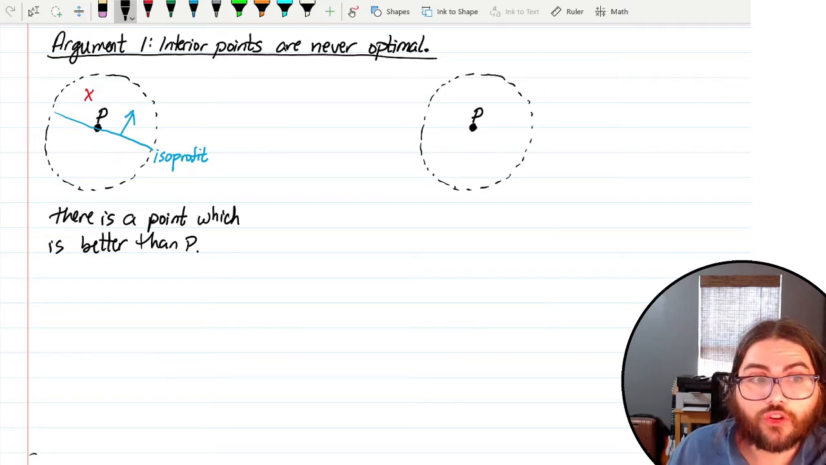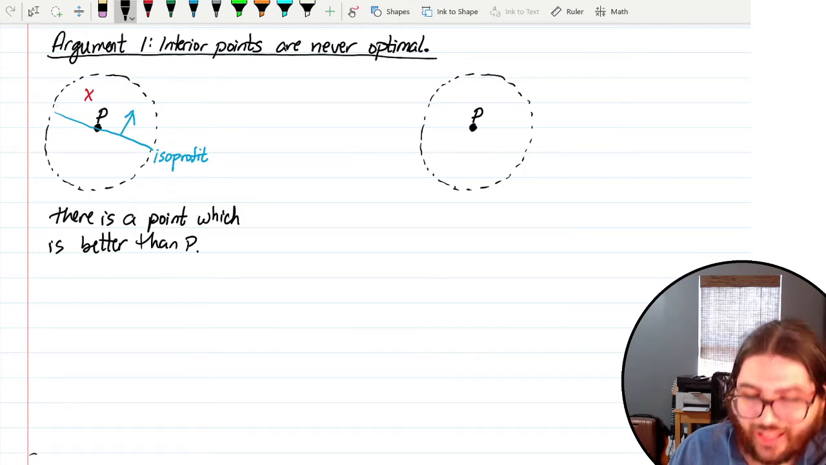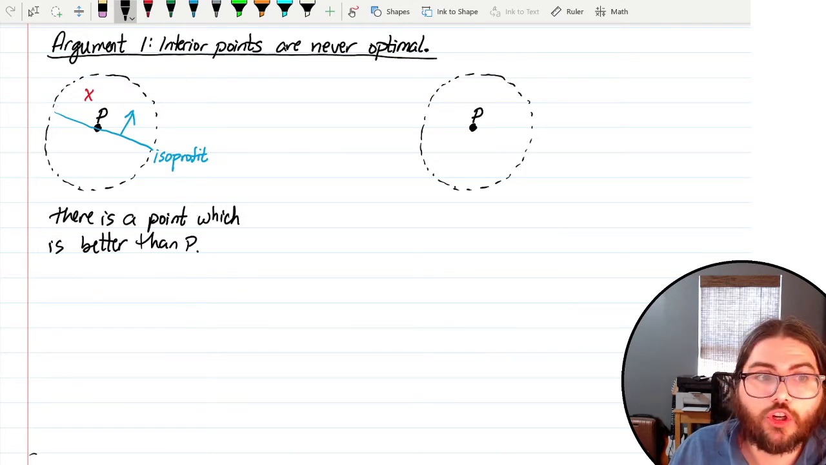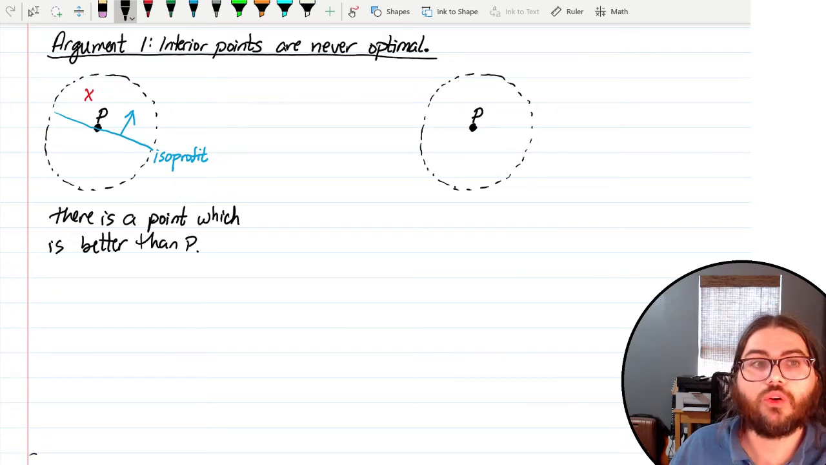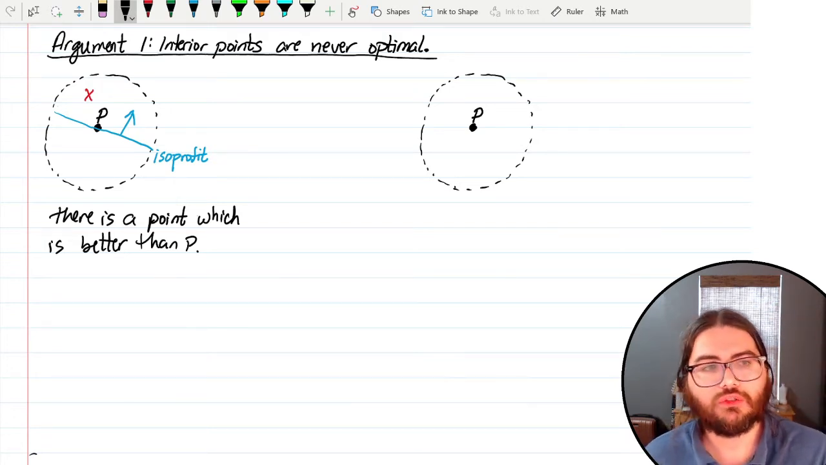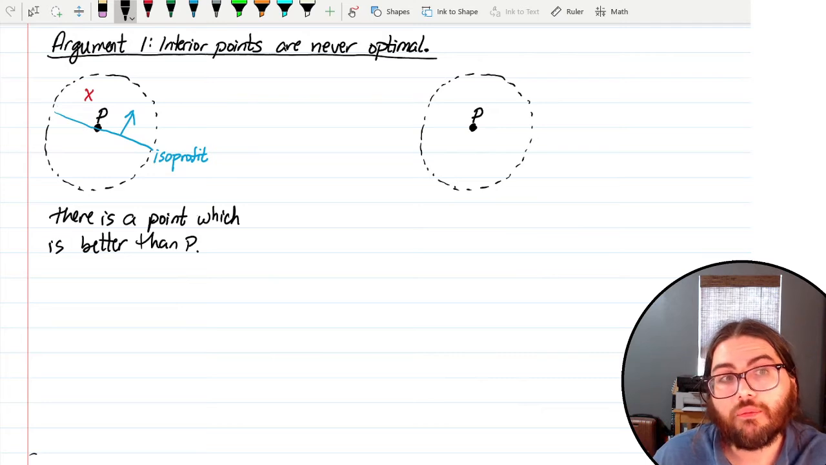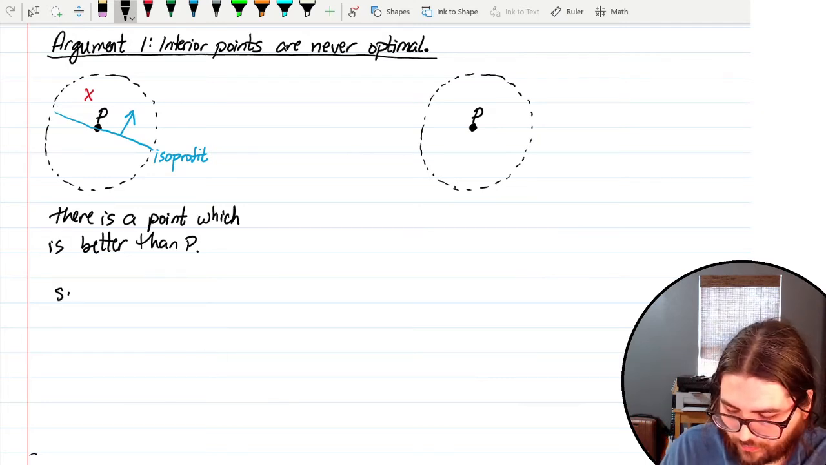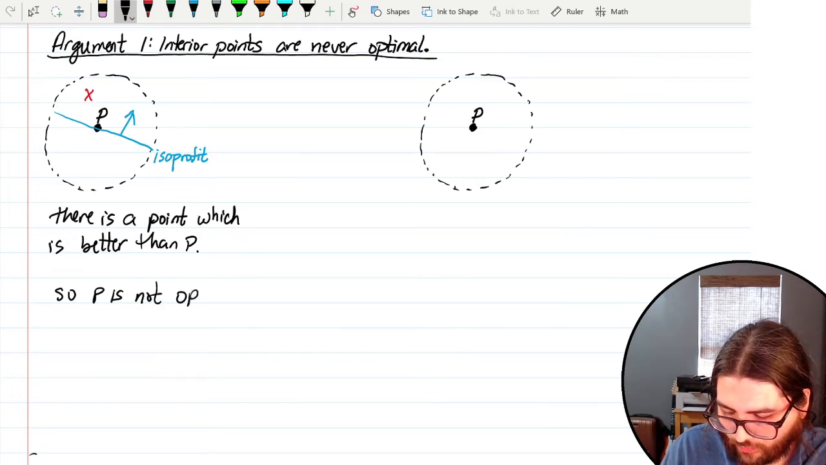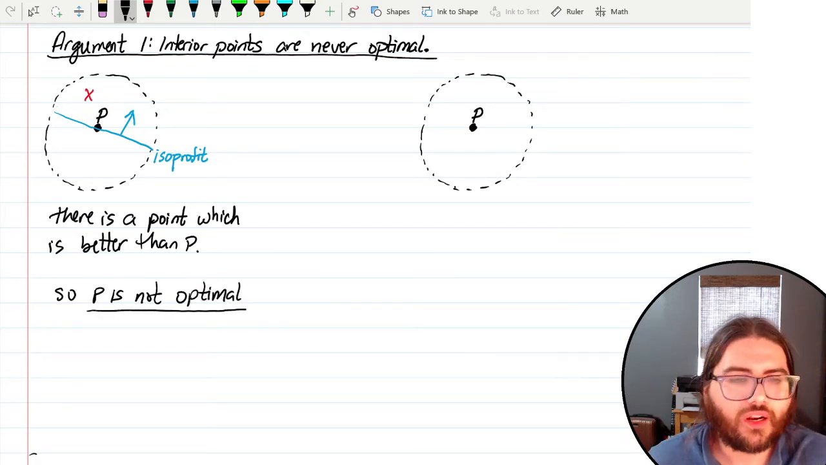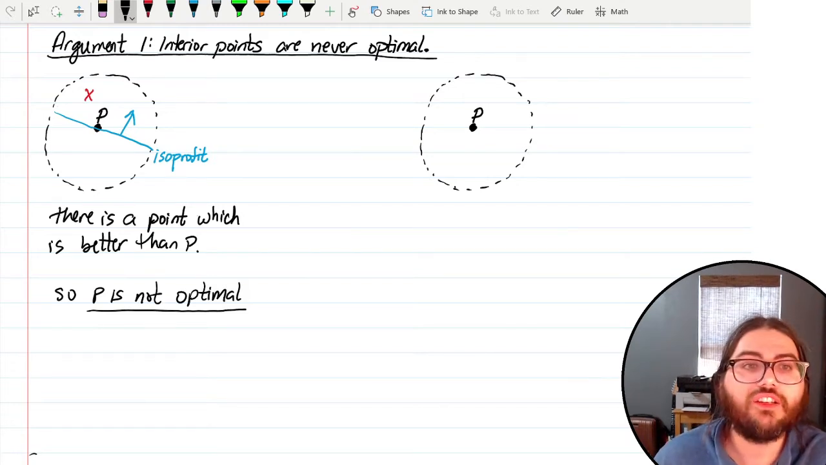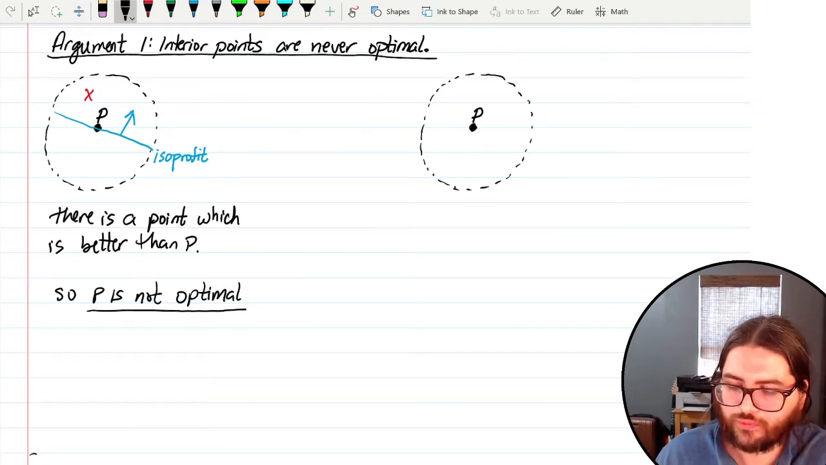That point is inside the circle, which means that it's inside the feasible region. And so if it's inside the feasible region, that means I could move there if I wanted to. So why don't I? It would improve my situation, and so P cannot be optimal. So if P is not optimal, that proves my argument. The interior point is not optimal.